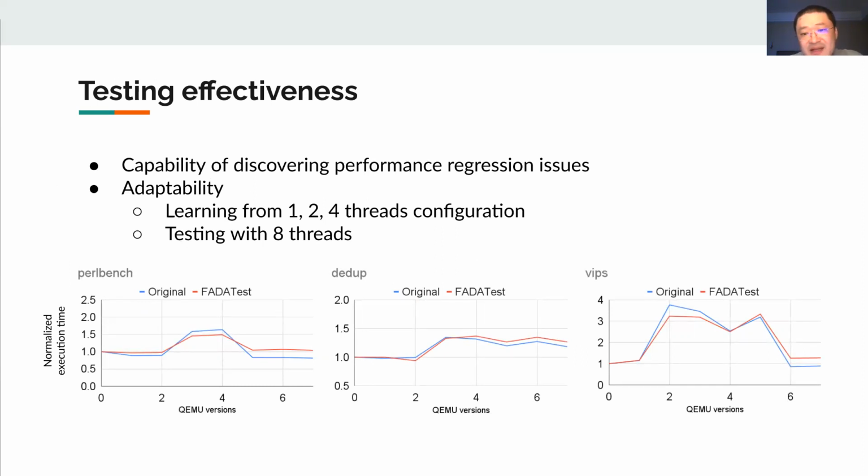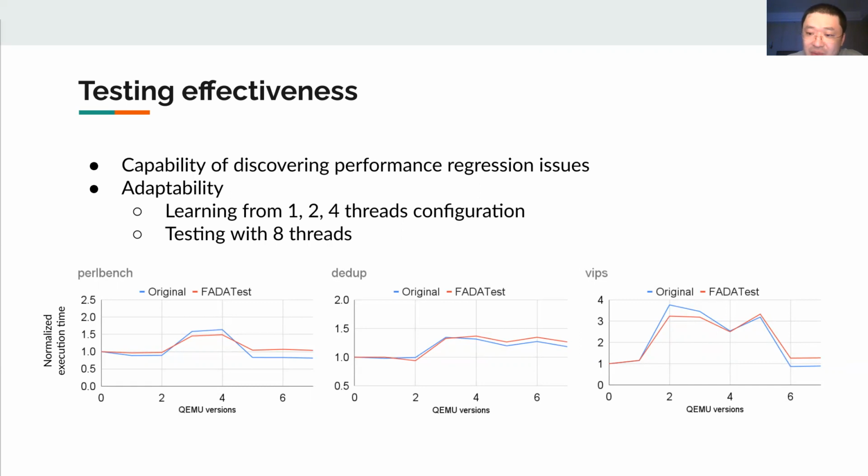Effectiveness means whether the test programs generated by FADATest can discover the same performance issues as those found by the original benchmarks. Besides, to reflect the adaptability for multi-threaded benchmarks, we learn from 1, 2, and 4 threads configurations, while the generated test programs run with 8 threads configuration. And the baseline, the original benchmarks, also run with 8 thread configuration. The normalized testing time is shown in these figures.